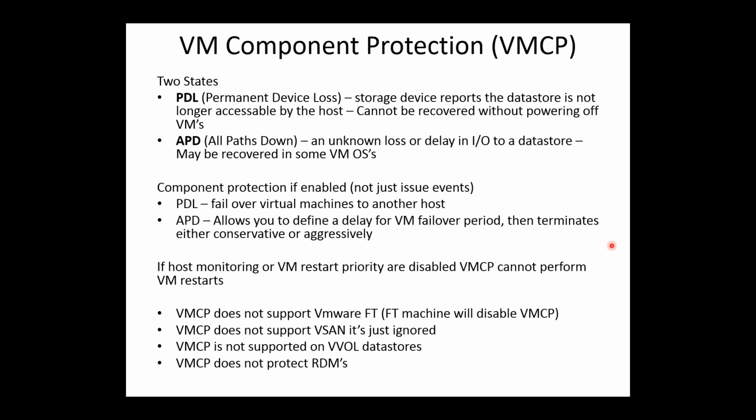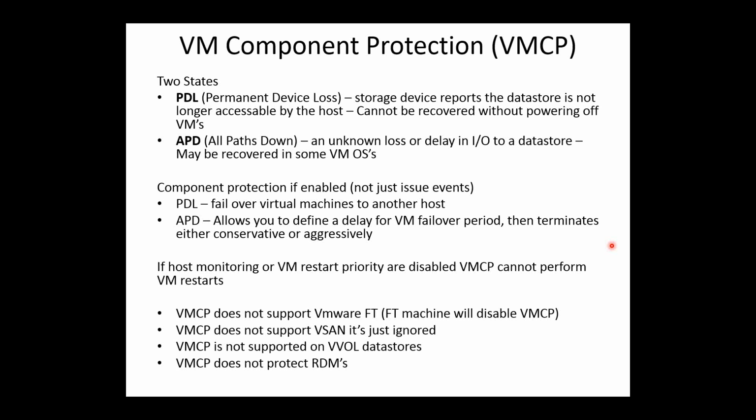There's some other caveats to component protection. These caveats, again, will probably be something that would be useful for tests. I can't say it will absolutely, but they would be useful. VMCP doesn't support FT. An FT machine will list itself as disabled for component protection. Component protection doesn't support vSAN. It just ignores vSAN data stores and PDL or APD events on vSAN data stores.